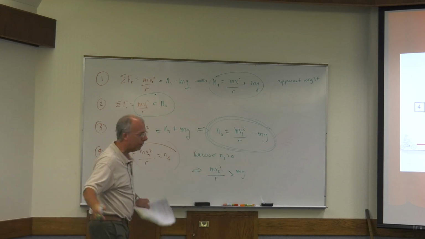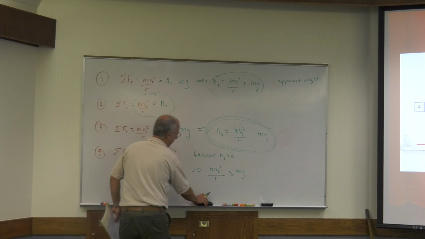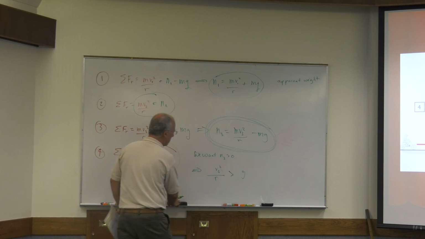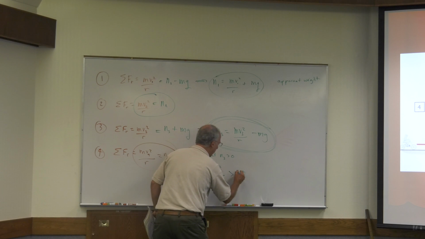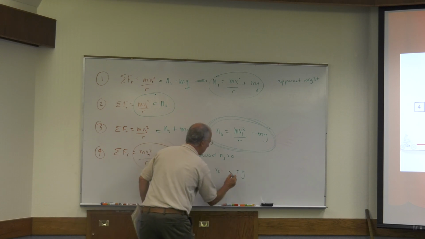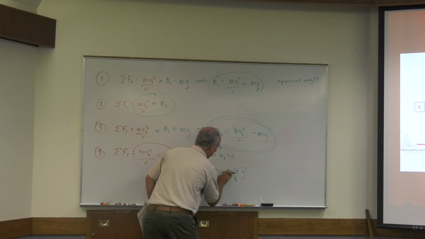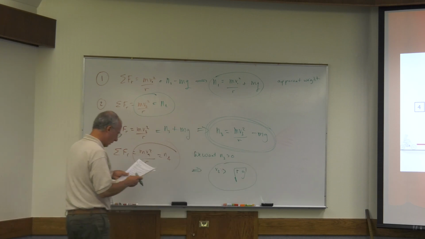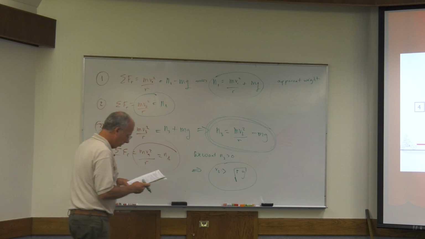What cancels? Are you surprised? Better not be. So the masses cancel. Now we want the velocity, multiplied by r, take the square root. Make it look nice. There you go. That's all there is to it.